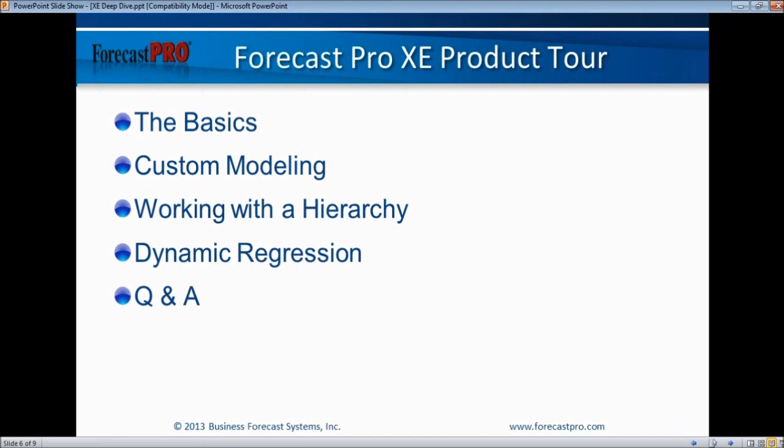We'll then take a look at custom modeling. If I don't want to use expert selection, how do I go about dictating the models I wish to use? We'll look at a couple of specific forecasting approaches, such as manipulating a product hierarchy, going top-down, for instance, as well as take a look at dynamic regression. As I mentioned before, this is the only version of Forecast Pro that does regression, and therefore we want to make sure we'll show you how it operates.